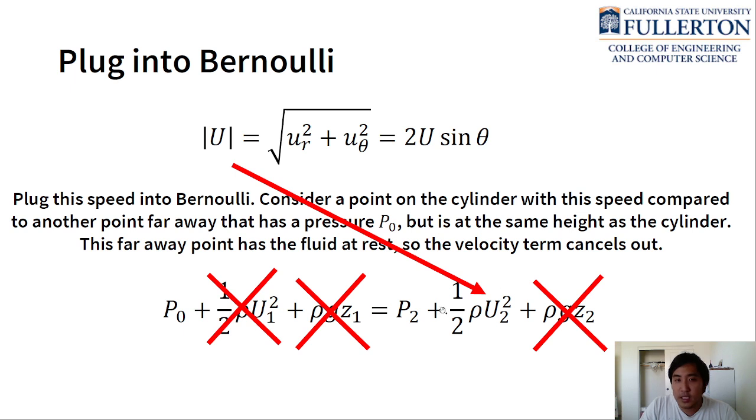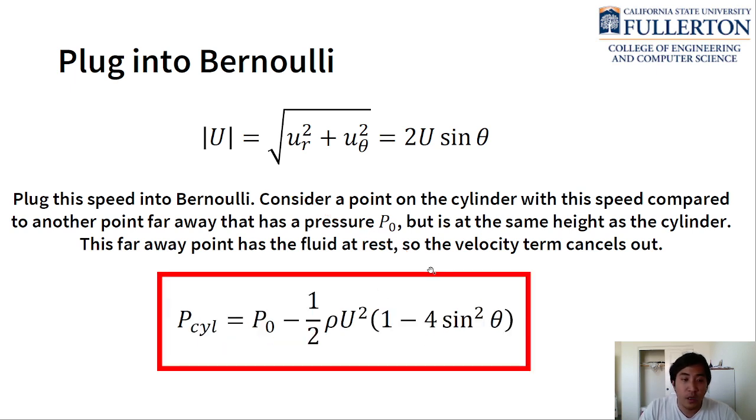Then on the right-hand side, we plug in the conditions at the cylinder surface. For this velocity, we plug in our u expression here. From there, we should be able to solve for P2, where P2 is the pressure on the cylinder. If we work through the math, of course skipping some algebraic steps, what we get is that the pressure on the cylinder is P naught, the faraway pressure, minus 1/2 rho U squared times 1 minus 4 sine squared theta.